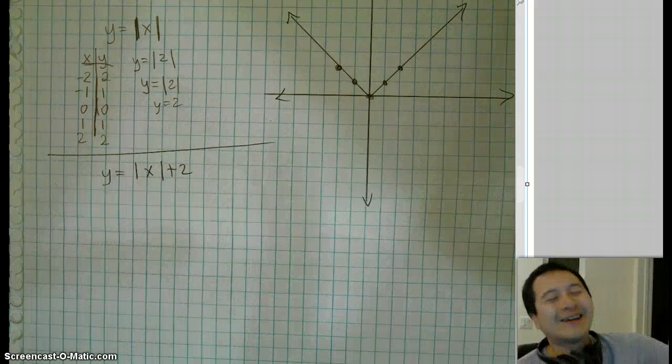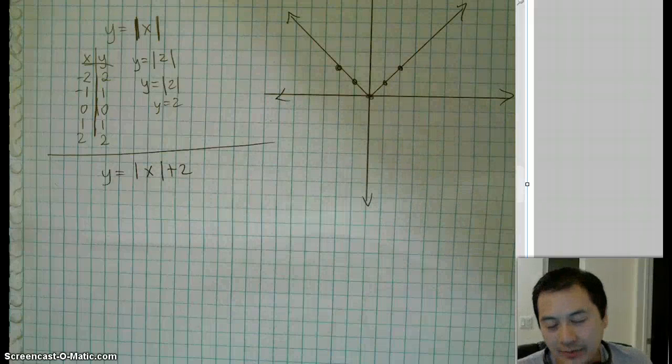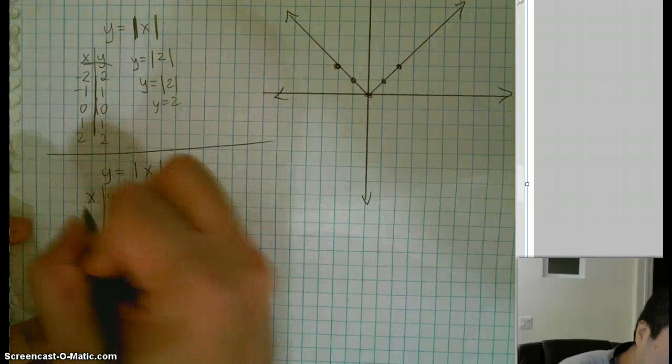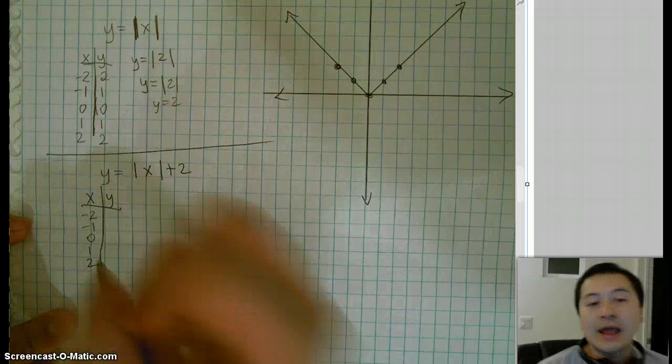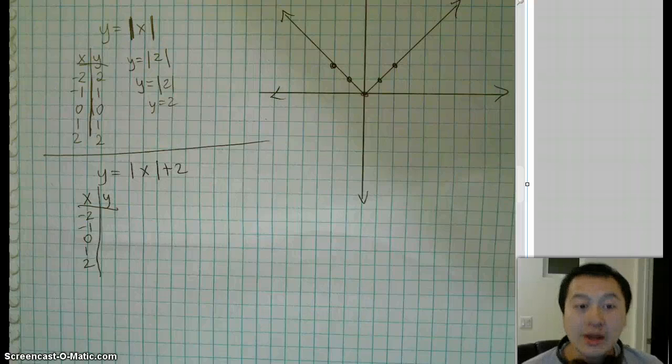You got it? Alright, good. So I'm going to try to plug in points again: -2, -1, 0, 1, 2, and see what that looks like and graph it. So pause again and plug those in and see what you get.